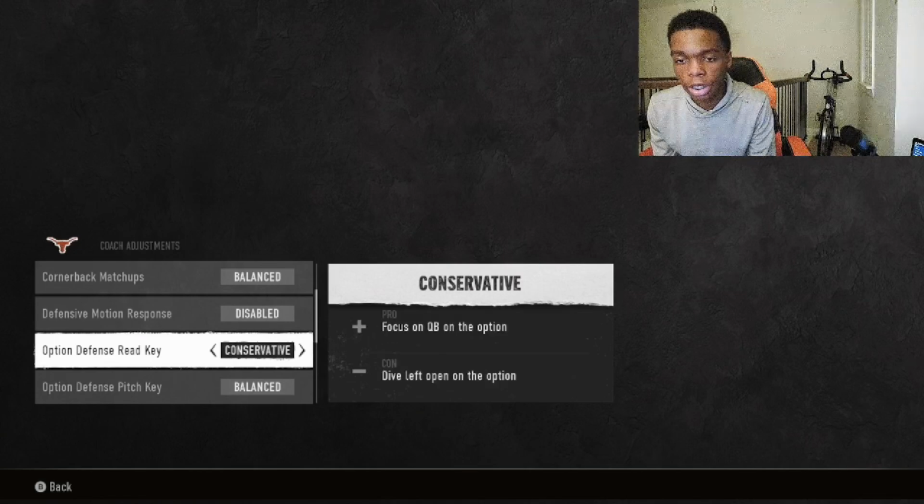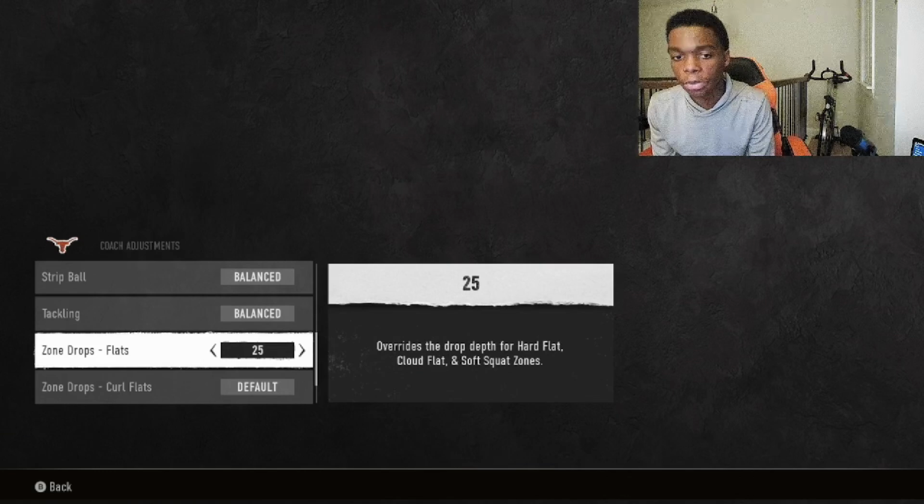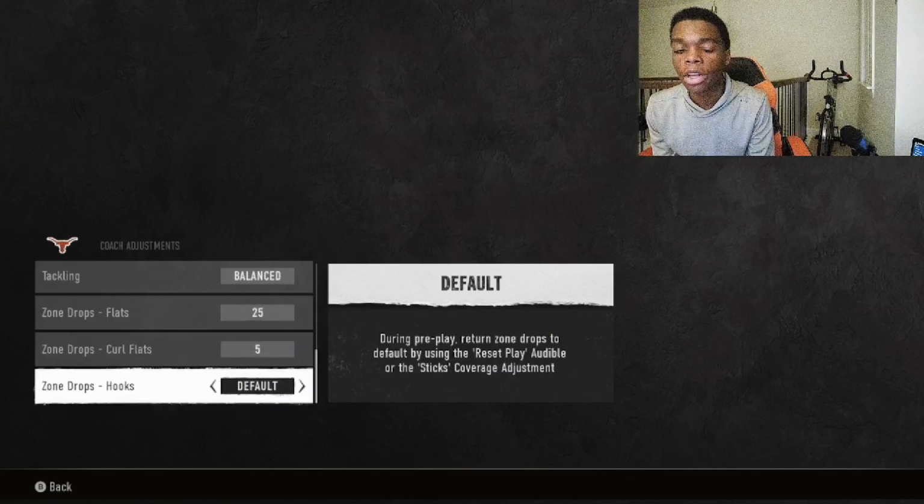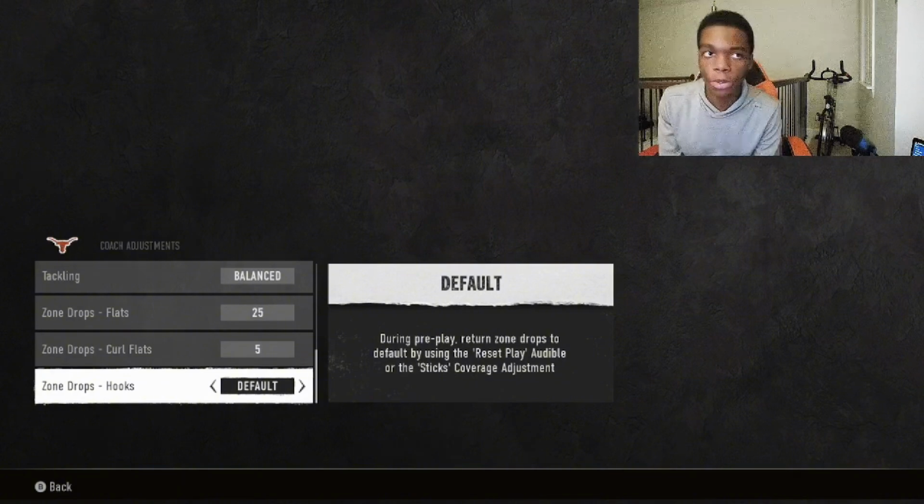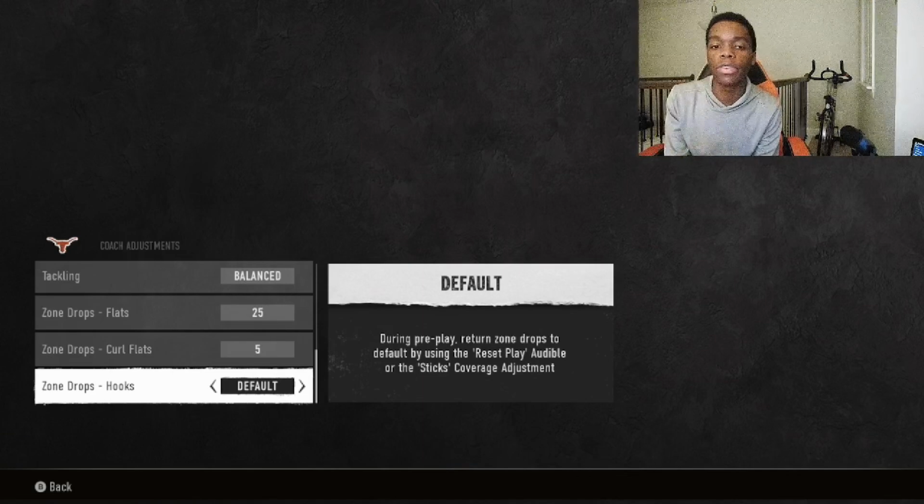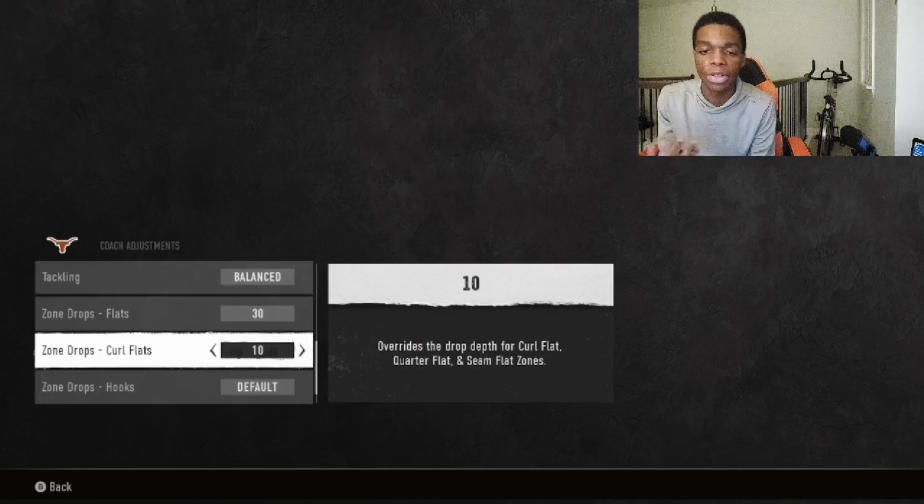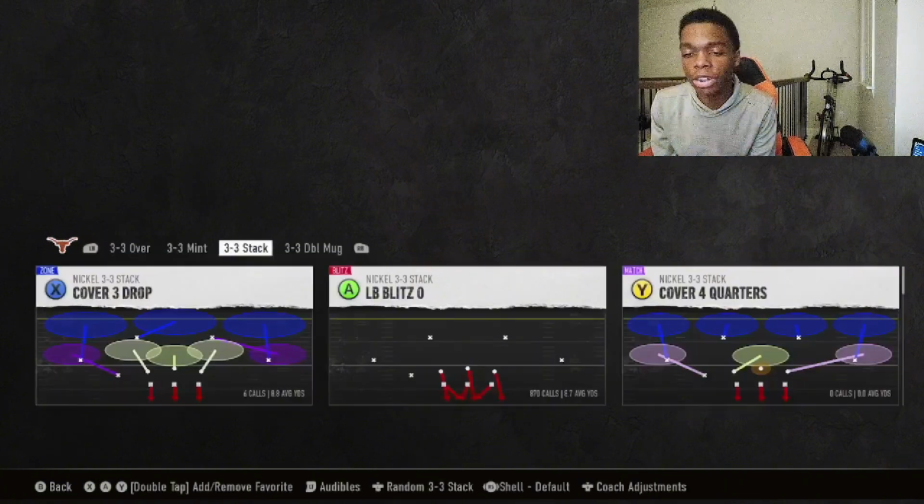Option defensive read key, focus on the quarterback. But here, this is the main thing I'm talking about. So we want to have our flats on 25, our curl flats on 5, and hook zones. Sometimes I put them on 5, sometimes I put them on 10, sometimes I leave them on default. It really just depends on how they're playing throughout the game. Are they playing good on default? If they do, then I leave them on default. And if I start to get annoyed with how they're guarding stuff, then I manually set them. But I always have 25 and 5. Sometimes I do go 30 and 10, but most of the time I'm a 25 and 5 guy. So this is the coaching adjustments that we like.